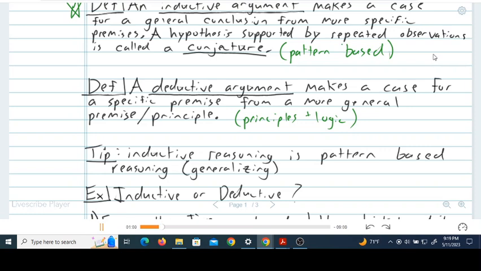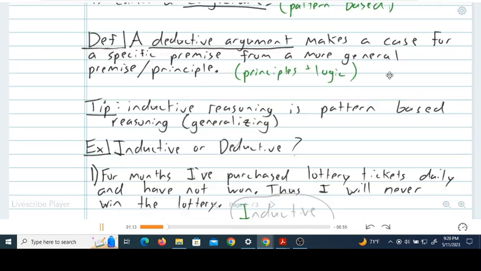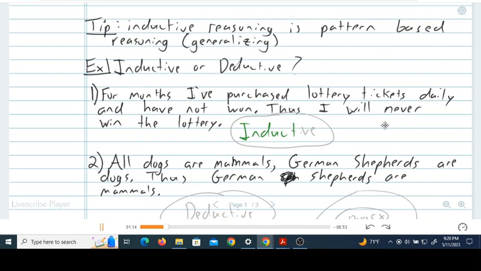So let's look at two examples. Example number 1, for months I've purchased lottery tickets daily and I've never won, thus I will never win the lottery. So this is pattern-based. We've observed a pattern of not winning and thus conclude we will never win. This is an inductive argument.